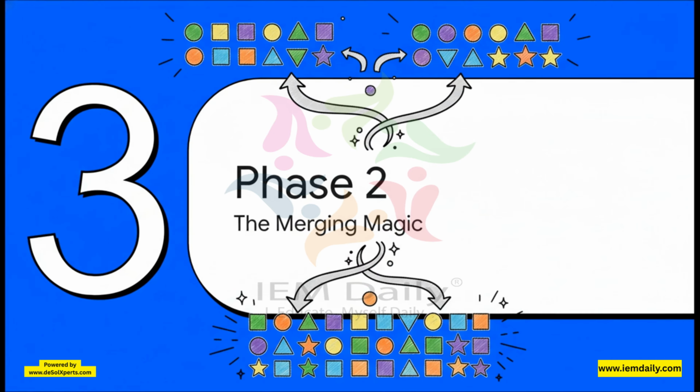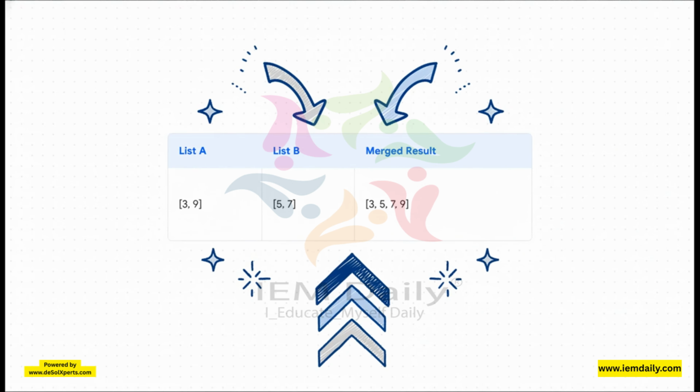Okay, so we've torn everything apart into these tiny, sorted lists. Now for the really cool part, phase 2, the merging magic. This is where we start to build things back up, but in a very smart, very organized way. This merge step is the heart and soul of the entire algorithm. The key is that it takes 2 lists that are already sorted on their own, and it combines them into a new, bigger list that is also sorted.